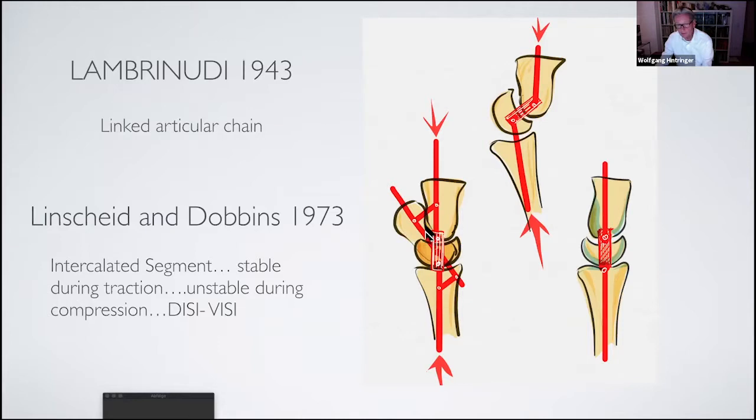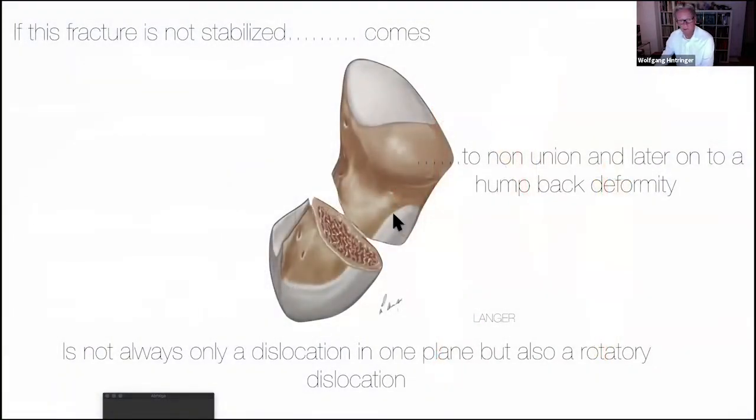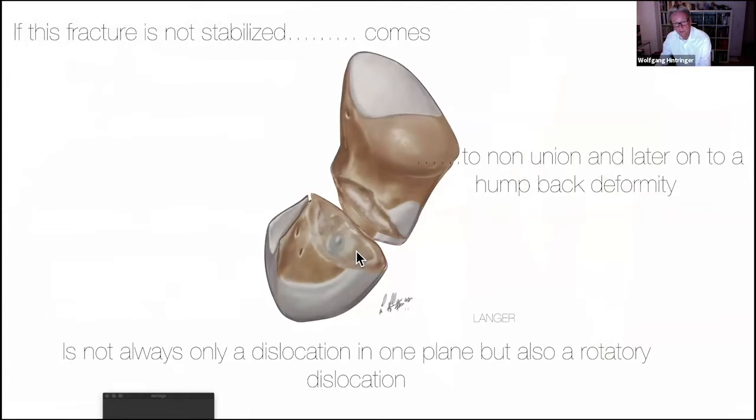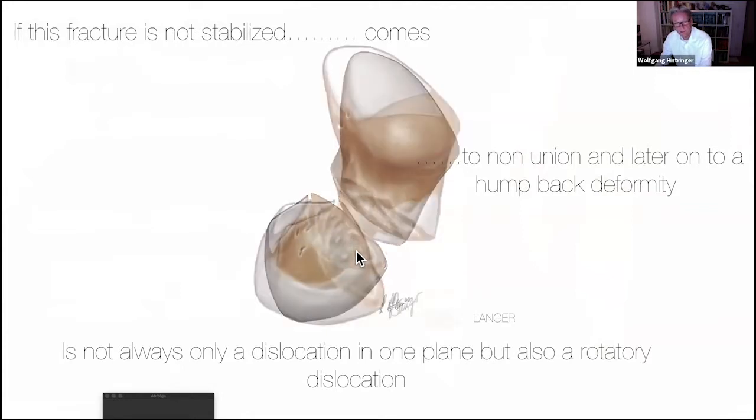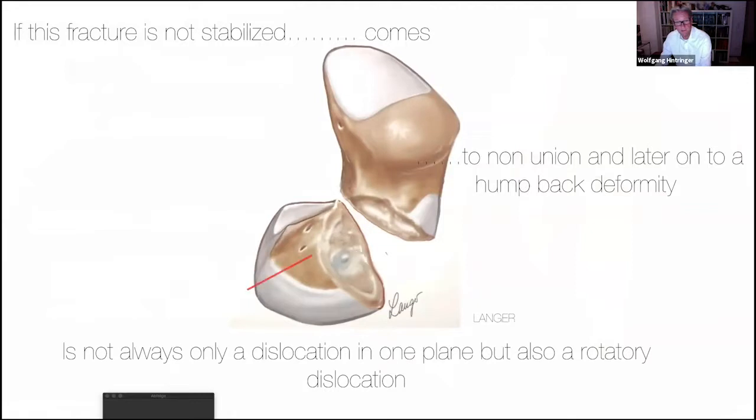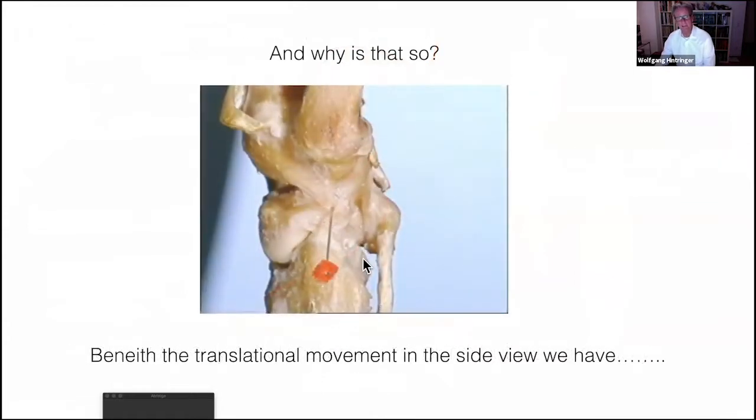And it's clear when this scaphoid breaks, that linking system does not work anymore. And here you see the fracture, and when this fracture is not stabilized, it comes to a non-union, and later on, because of the acting forces, to a humpback deformity. You get not only a dislocation in one plane, but also a rotational deformity between the proximal and distal pole. And the question is, why is that so?